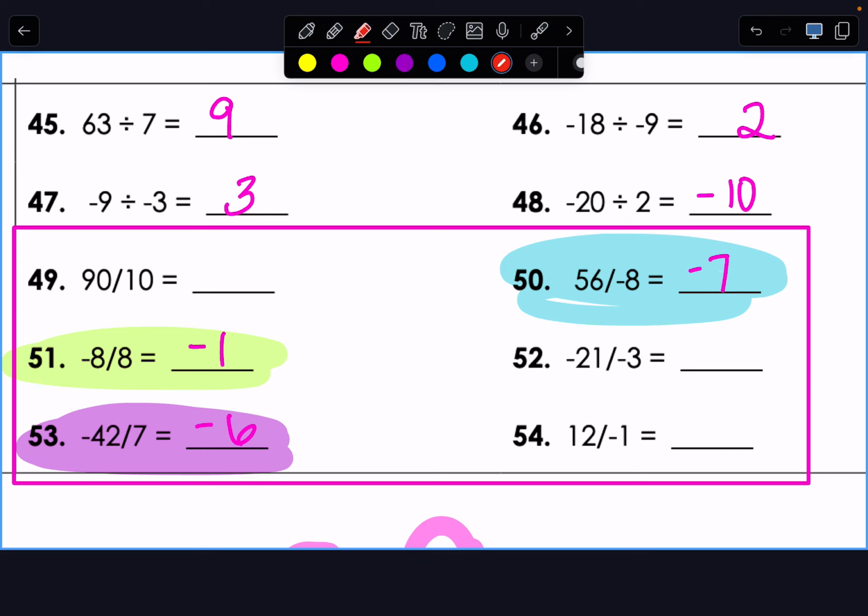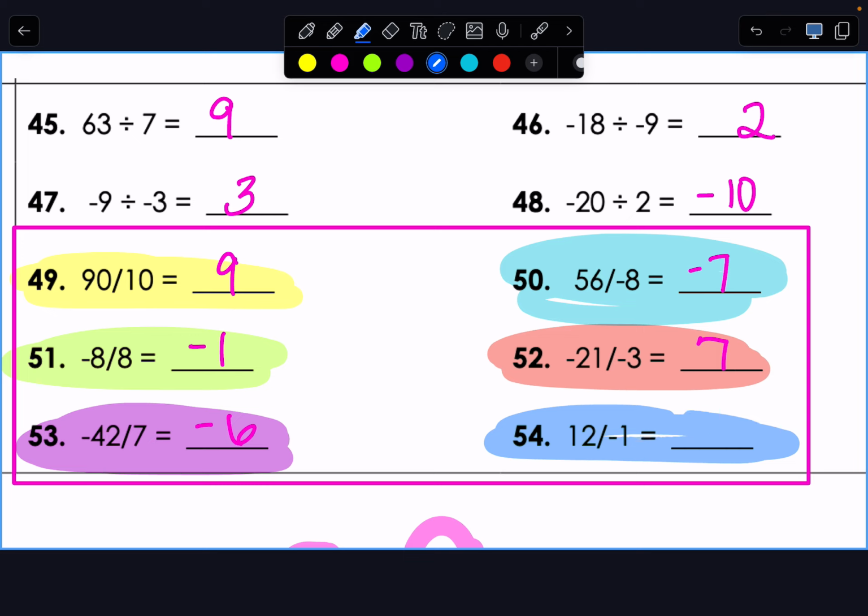Red table. Number 52. Positive 7. You have 2 negative numbers. Divide them, you get a positive answer. Yellow table. Number 49. Positive 9. And then the last color that I haven't done is blue. What's the answer to 54? Negative 12. Very good.